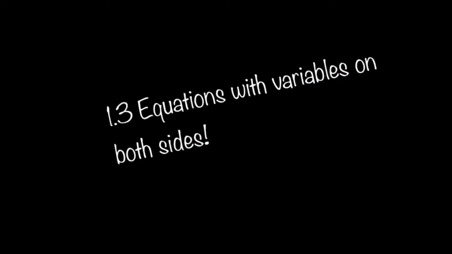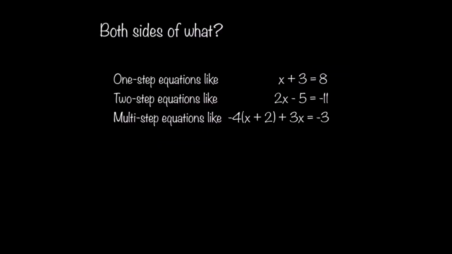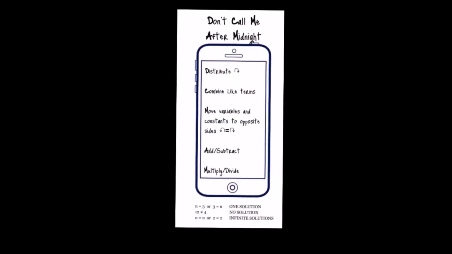Hey guys, we're going to look at equations with variables on both sides. You may be asking, both sides of what? Well, we've looked at one-step equations like x plus 3 equals 8, two-step equations like 2x minus 5 equals negative 11, and multi-step equations like negative 4 times x plus 2 plus 3x equals negative 3. All of these have variables only on one side of the equal sign. We're going to look at problems with variables on both sides.